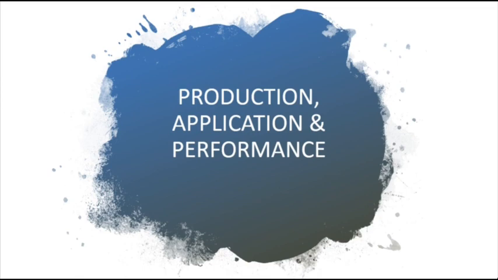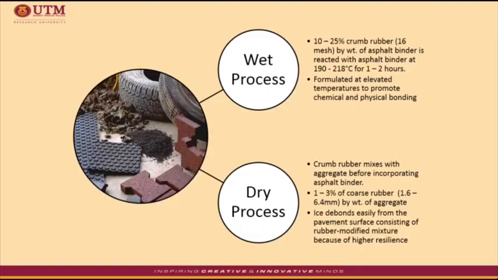Next, let's have a look at the production, application, and performance of rubberized asphalt. Asphalt rubber is defined by the American Society for Testing and Materials, ASTM, as a blend of hot paving grade asphalt binder, reclaimed tire rubber, and additives, in which the rubber content is at least 15% by weight of the liquid asphalt binder and has reacted to cause swelling of the rubber particles.